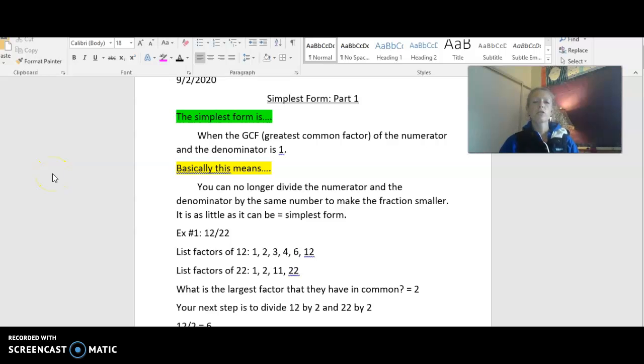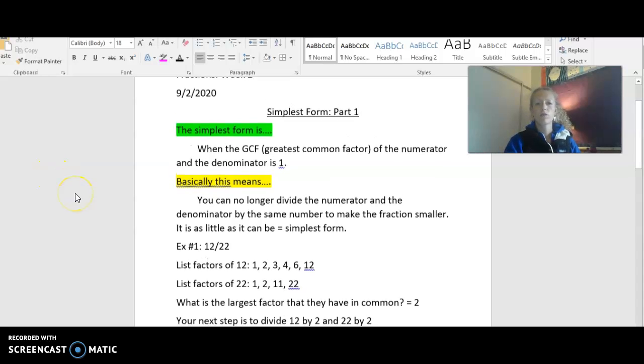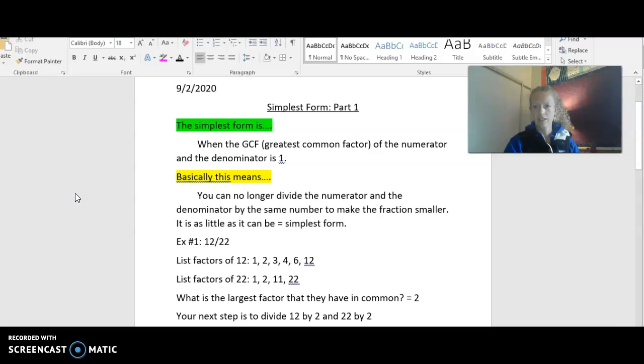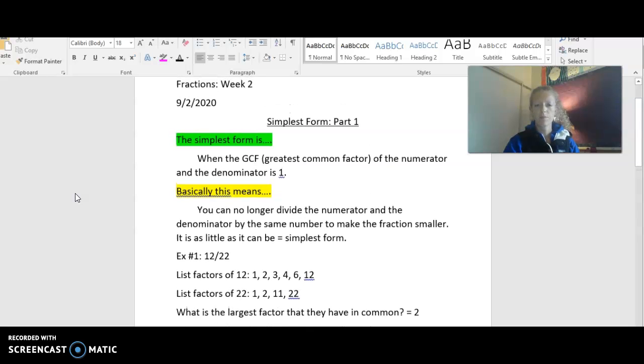Right, boys and girls. So today we're going to talk about the simplest form of a fraction and how to find it. This week I broke up this lesson into two parts. The first one we're going to do a lot of explaining and I'll show you one example, and then the second video you'll watch we'll just get together and work out a lot of these problems. And I want to make sure you guys are feeling really confident. So our title up at the top is Simplest Form Part 1.